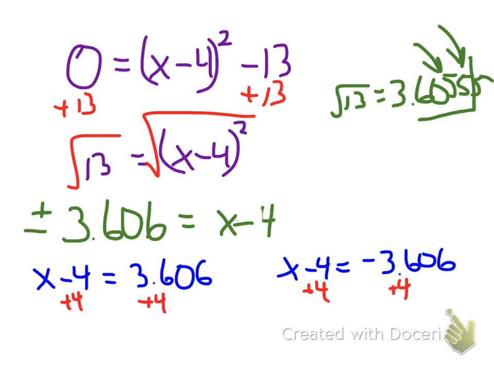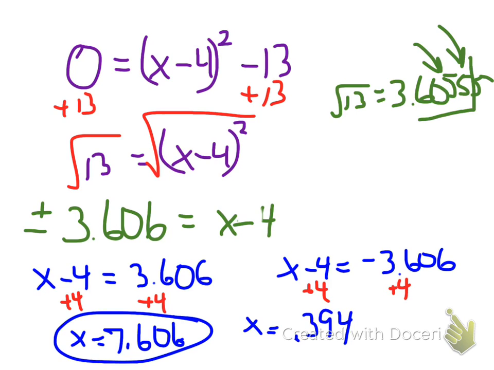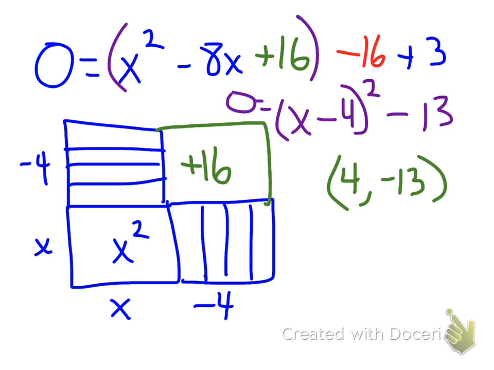So I'm going to get my two solutions of x equals 7.606. And my second solution will be x equals 0.394. So I now have my x-intercepts. I have my vertex.